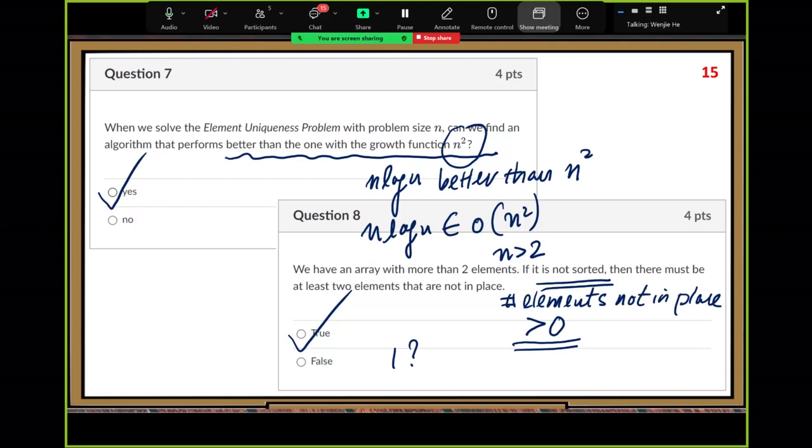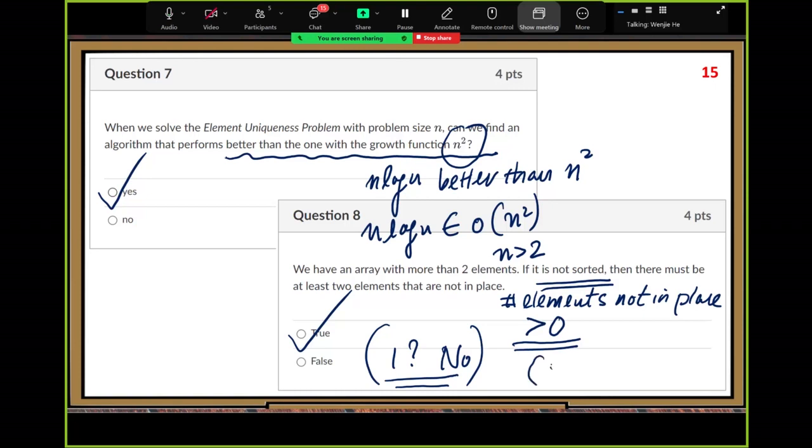Only one element not in place, all the other elements in place? No, it cannot be 1. Because if only one element is not in place, then n minus 1 elements are in place, and n minus 1 elements all in their right positions would force the last element to be in place too. The last position is left for the last element, so that one must be in place. So it's impossible that the number equals 1.